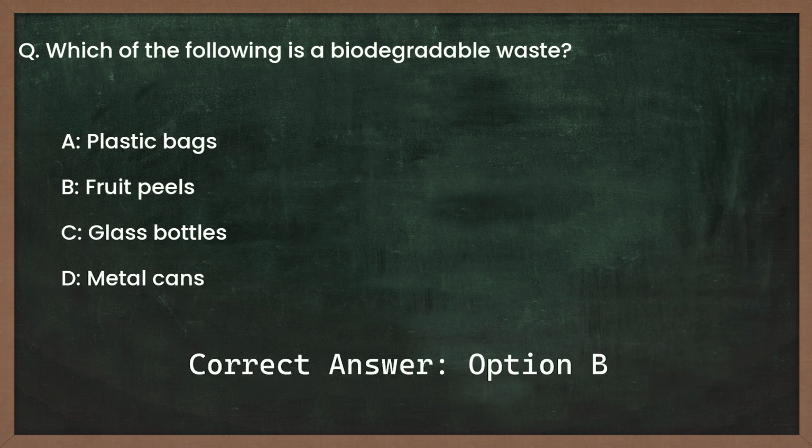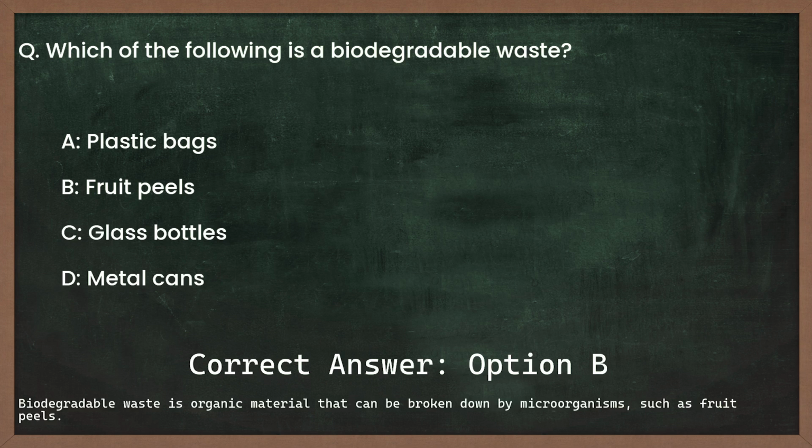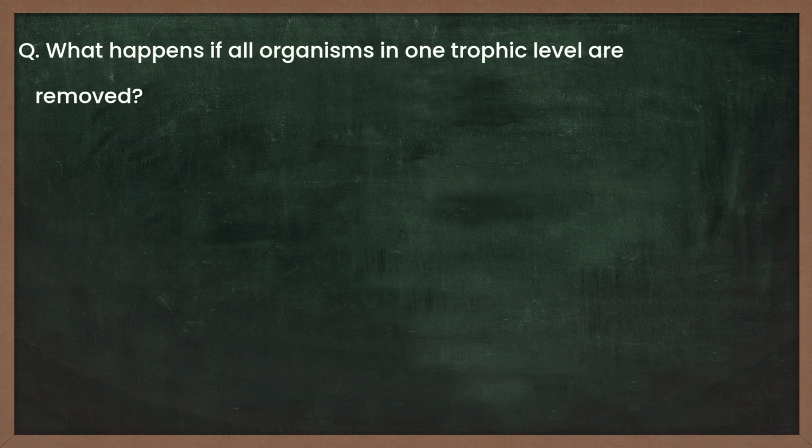The correct answer is option B, which is fruit peels. Biodegradable waste is organic material that can be broken down by microorganisms, such as fruit peels. Question: what happens if all organisms in one trophic level are removed?